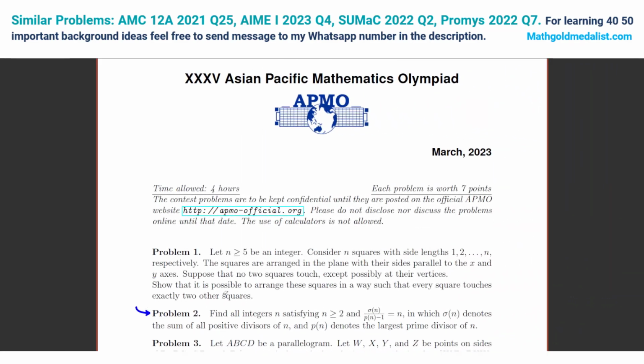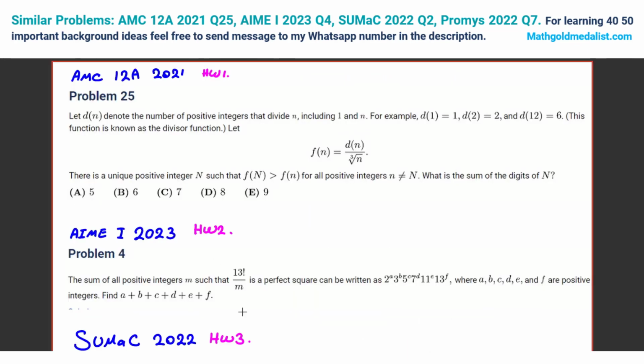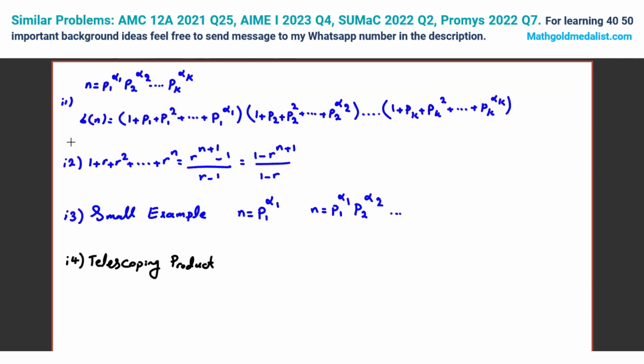We are going to solve problem 2 and we'll be considering ideas of this problem in APMO 2023. We'll be considering 4 ideas. This idea, sum of positive divisors, you should know this. Then the sum of elements in a geometric sequence. A small example, this structure, which is useful also in SUMAC, Stanford Summer Camp. And telescoping product.